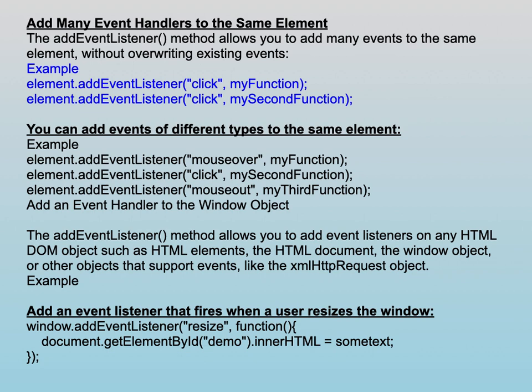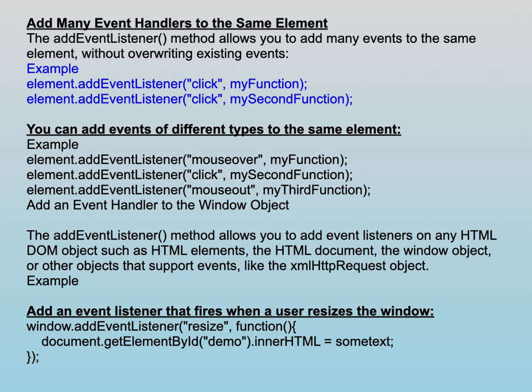For example, suppose one particular element is there. When clicking on that particular element, you need to execute one particular JavaScript. When your mouse is over that particular element, you need to execute another function or JavaScript. When you move out of that particular element, then another function should be executed. So likewise, you can add events of different types to the same element also.